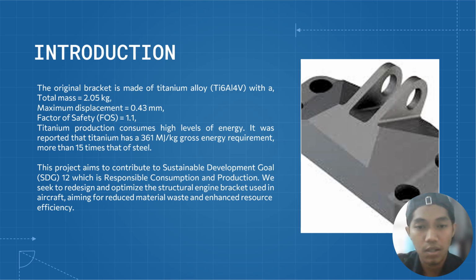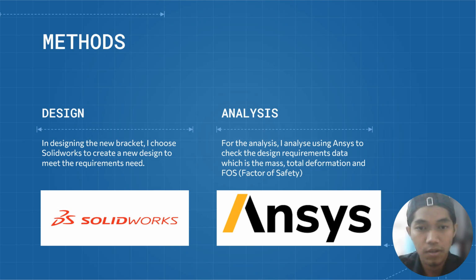So our project aims to contribute to Sustainable Development Goal 12, which focuses on responsible consumption and production. We seek to redesign and optimize the structural engine bracket used in aircraft to reduce material waste and enhance resource efficiency. For the analysis, we use two primary software tools, which are SolidWorks for creating the new design and Ansys for checking the design requirements. The parameters we focused on were the mass, total deformation, and the factor of safety.